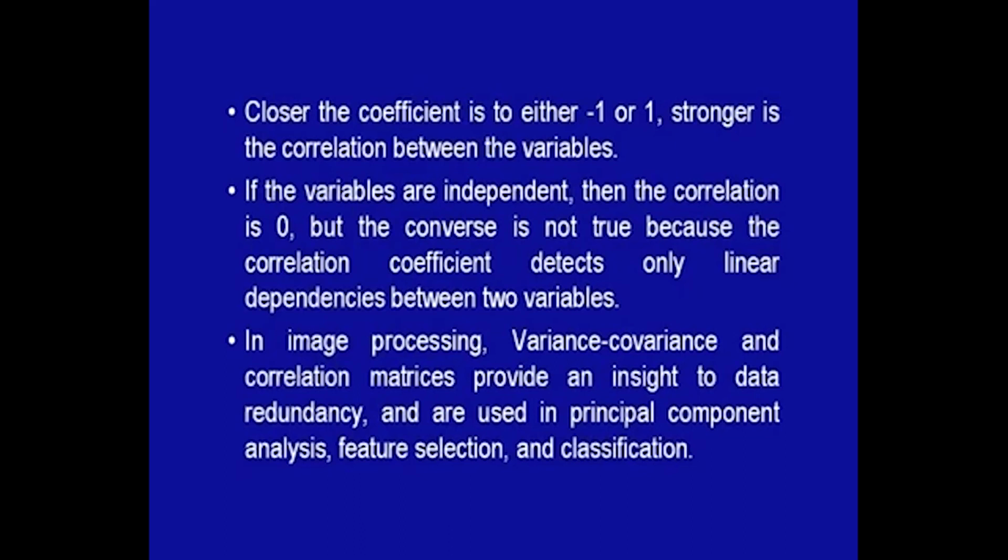In image processing, variance, covariance and correlation matrices provide an insight into data redundancy and are used in principal component analysis, feature selection and classification. Having had a theoretical description of the various parameters which help us in identifying the characteristic of an image in terms of its statistical nature, now let us understand all this by undertaking a small illustrative example.